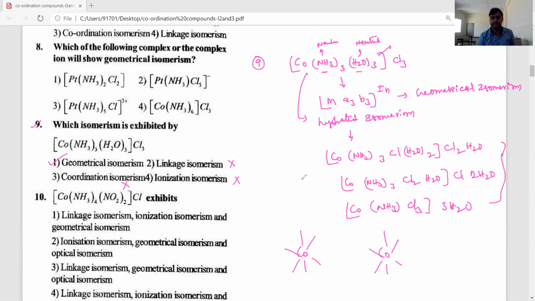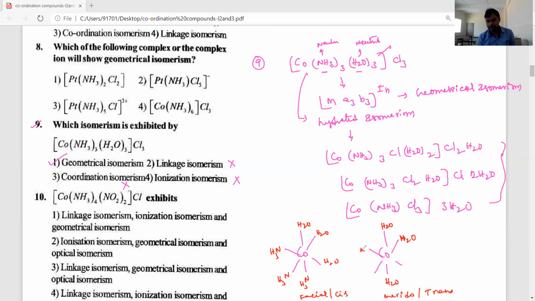Now, if the three NH3 ligands are on the same side, then it is called cis or facial, and the remaining water molecules are on the same side. Okay, then H2O, and one water molecule will be exchanged. Then it is meridional or trans. This is facial or cis.